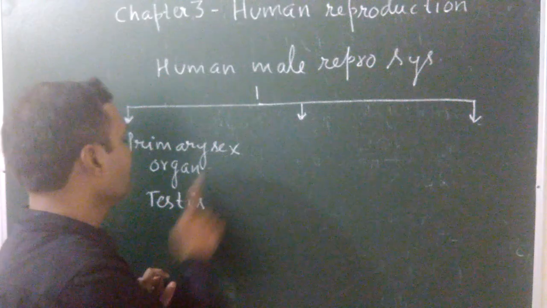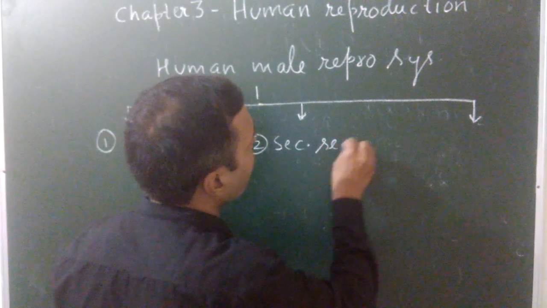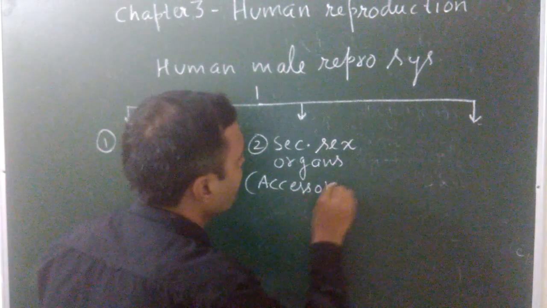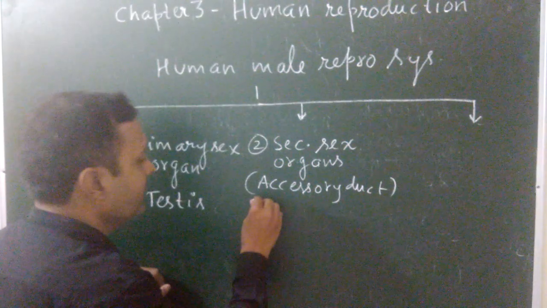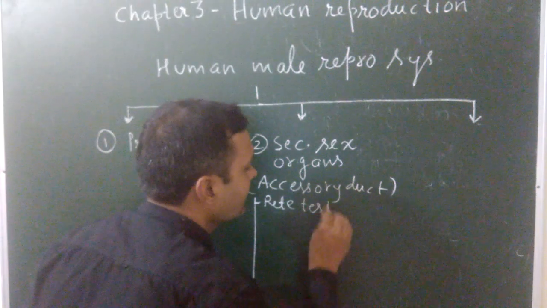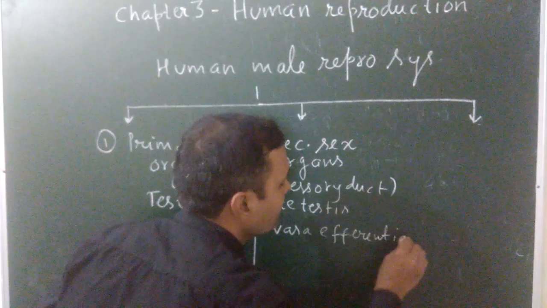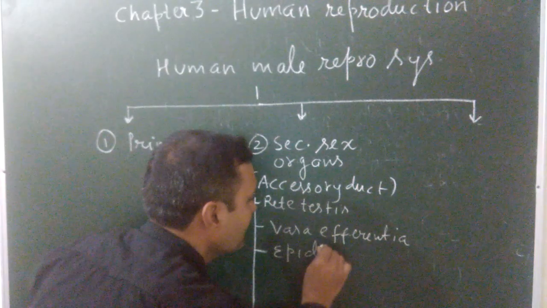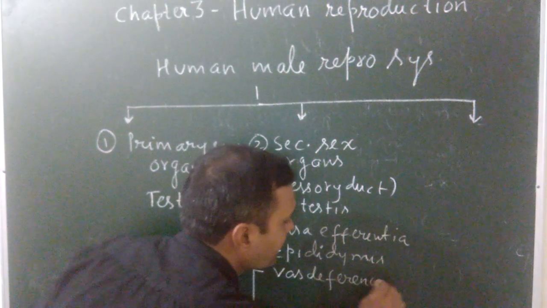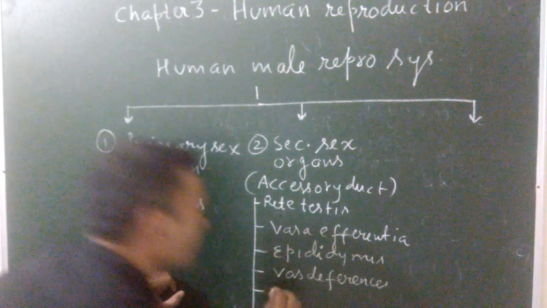First one, the primary sex organ. It includes only one part, that is testis. And second one, the secondary sex organs, also known as accessory ducts. It includes a total of 5. First one is the rete testis. Next one is vasa efferentia. Next one is epididymis. Next one is vas deferens. And after vas deferens, it includes urethra.